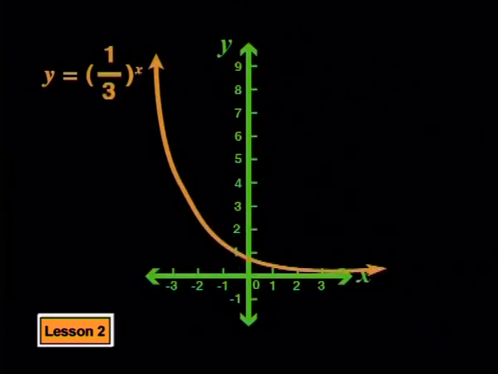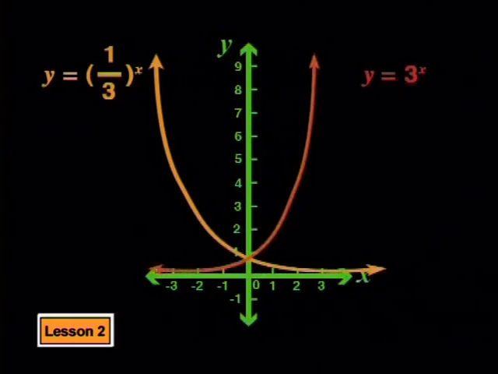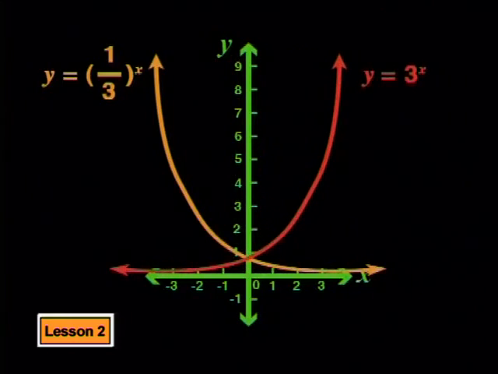In the same way, the graph of y equal to a third to the x is a reflection about the y-axis of y equal to 3 to the x, and the graph of y equal to a quarter to the x is a reflection about the y-axis of y equal to 4 to the x.